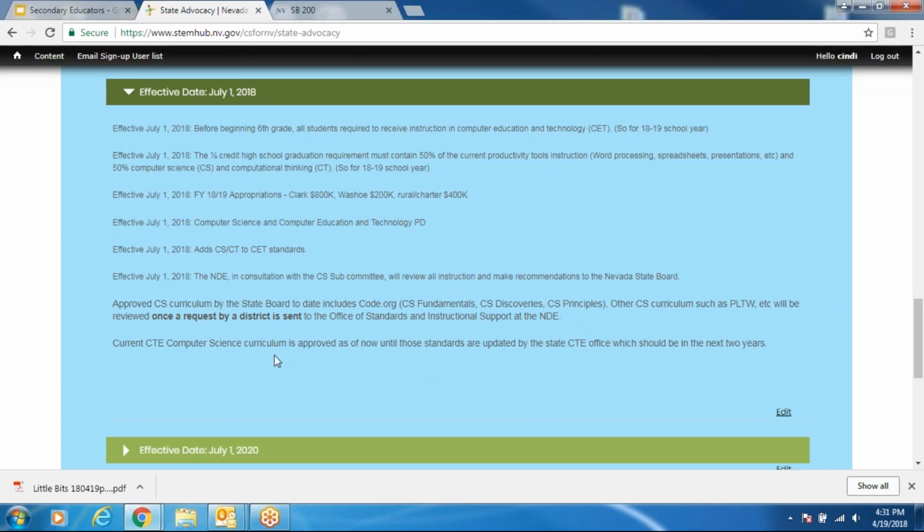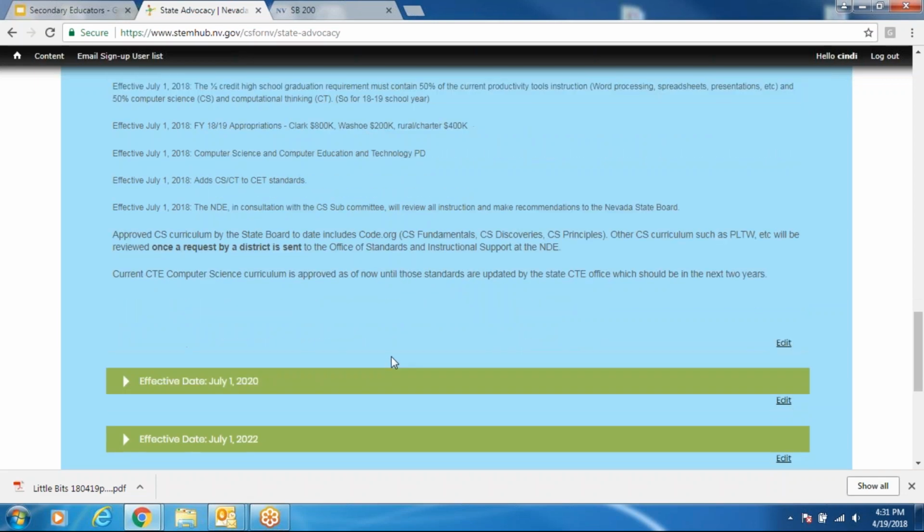As far as CTE, the computer science pathway is concerned right now, they are going to be revamping theirs soon, rewriting their standards and reorganizing their courses so that they're in alignment with the overall K through 12 computer science. And I will show you a suggested pathway of what that'll look like in just a minute, and we can talk about that as well.